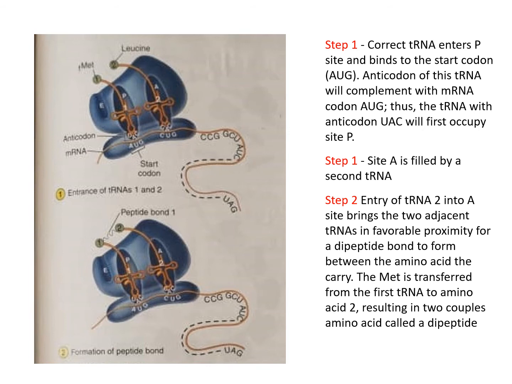So the methionine is transferred from the first tRNA to amino acid 2, resulting in a couple of amino acids, which is called a dipeptide. Okay, so now you have two amino acids and the bond is formed, a dipeptide bond. So now you have two amino acids, which is called a dipeptide.